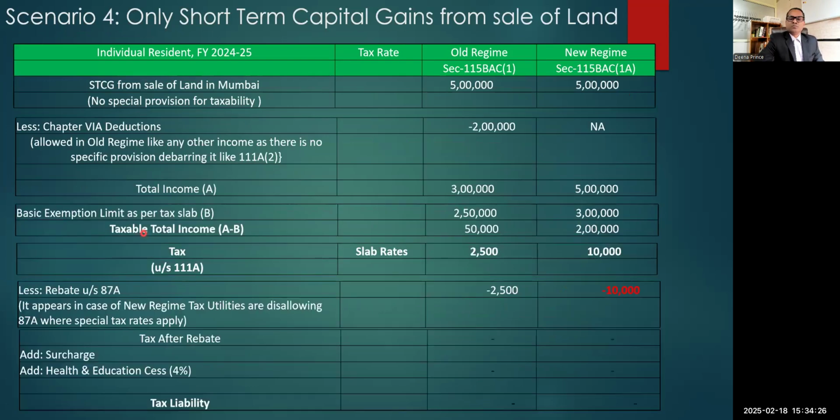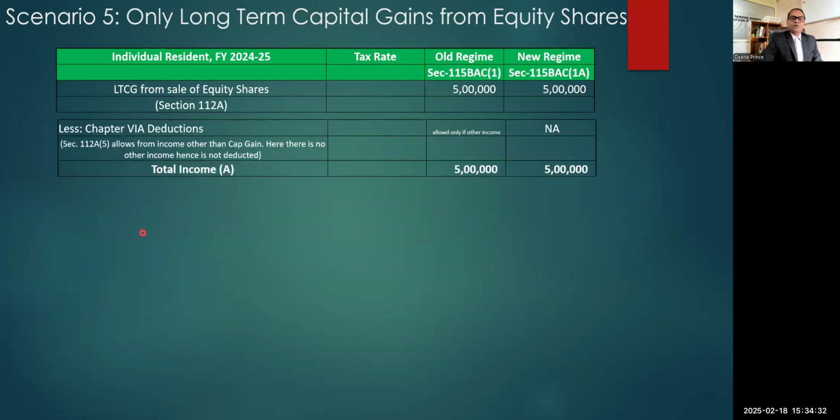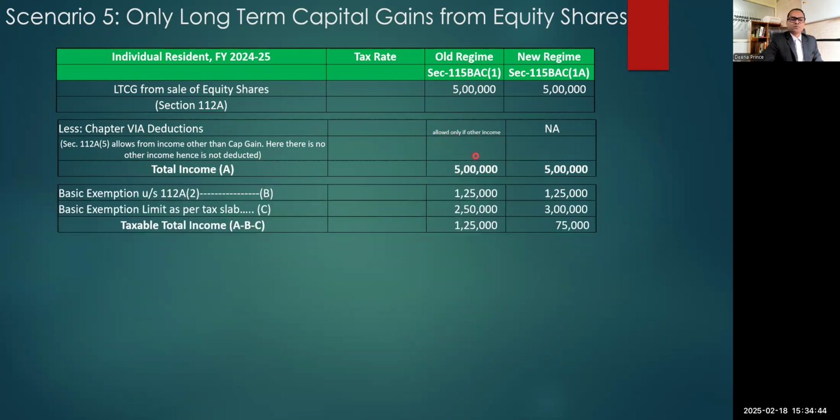So in this case, we had only long-term capital gain. There is no other income to set this off, so it is not allowed. Now, in long-term capital gain, which falls within the ambit of 112A, there is a separate exemption of 1,25,000 which is allowed. So any long-term capital gain under this section over and above 1,25,000 alone can be taxed.